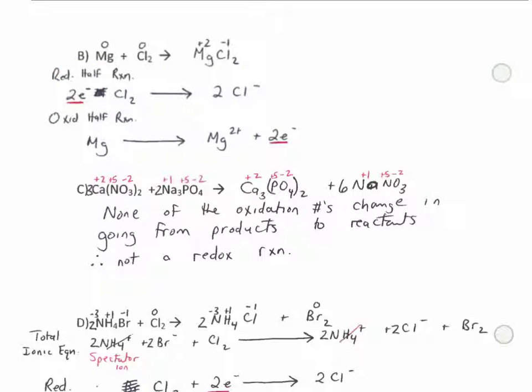For part C here, after assigning oxidation numbers to each one of the elements, we see that none of the oxidation numbers have changed in moving from reactants to products. What I mean by that is the oxidation number for calcium is +2 here and it's +2 here, just like for phosphorus it's +5 and +5, or the nitrogen was +5 and +5. So the oxidation numbers don't change. That means that there aren't any electrons that have moved around, and you do not have any sort of redox process taking place there.